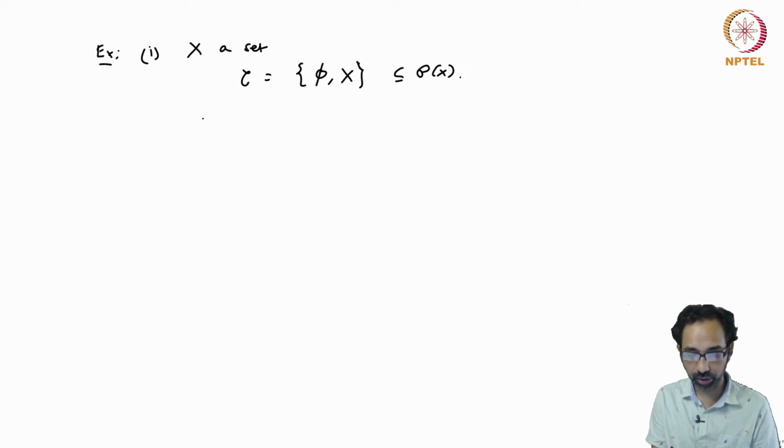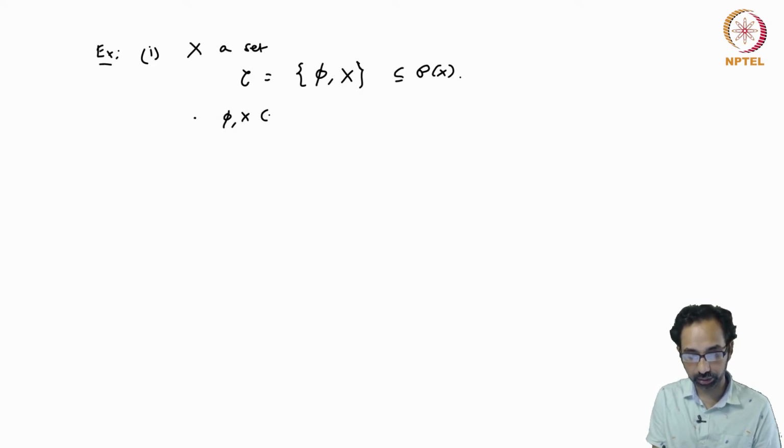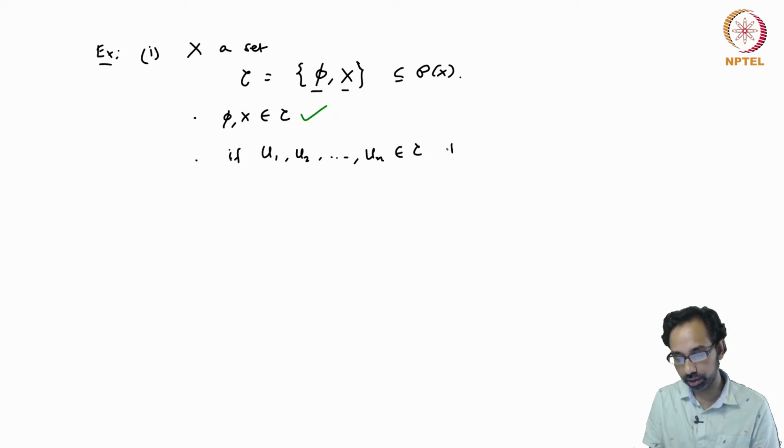And so let us check one by one whether it defines a topology on this set X. The first property that we should check is whether phi and X belong to tau, and of course this is true. This is how it was defined. The second one that we should check is that if you have u1, u2, ..., un in tau, then the finite intersection of all these ui's should belong to tau.